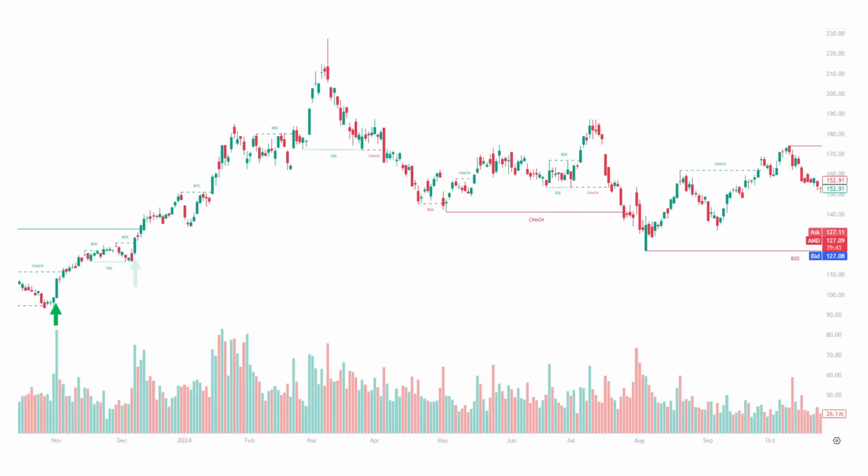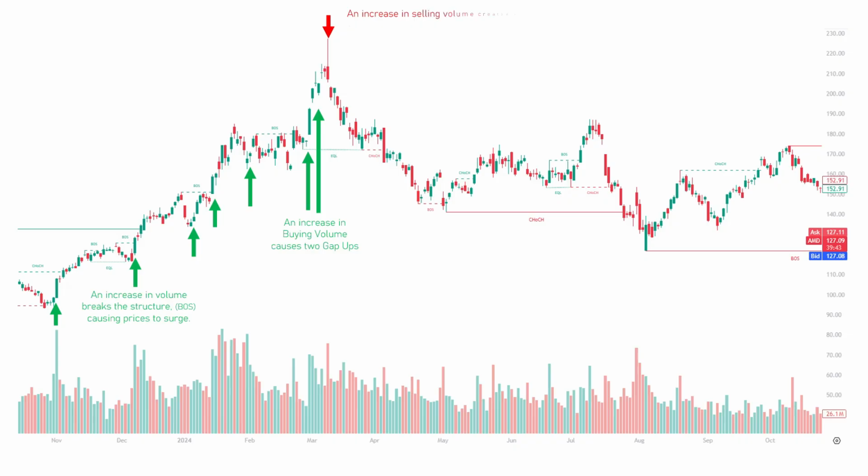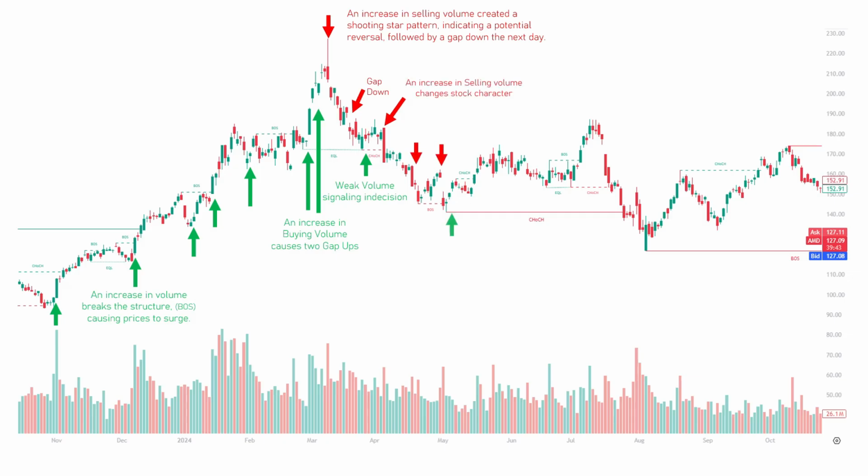Volume is another essential indicator for evaluating market strength. High trading volumes usually signify strong trends, while low volumes may indicate a lack of interest and potential reversals. Sharp increases in volume can lead to gap-ups or breakouts, indicating momentum. Conversely, a surge in selling volume can create reversal patterns like the shooting star, followed by gap-downs. Understanding volume helps traders gauge trend strength, exhaustion, and potential breakouts.